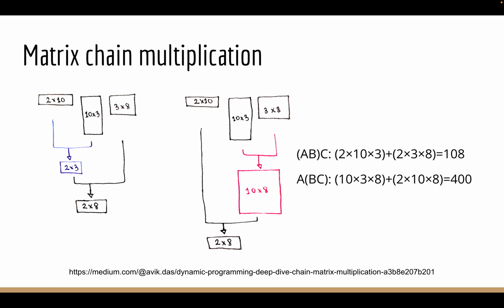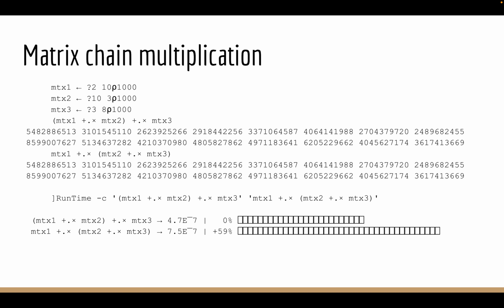And even for small matrices, as on this example, we can see that multiplying AB then C results in 108 operations, whereas multiplying A to B and C results in 400 operations, which is clearly much less efficient. And we can see it in practice.